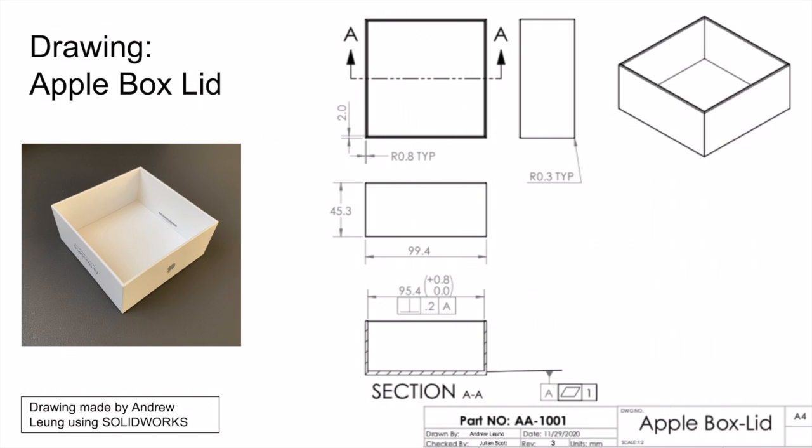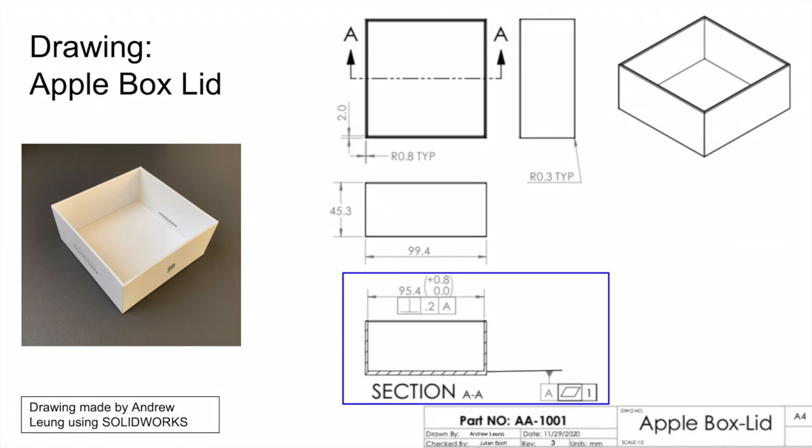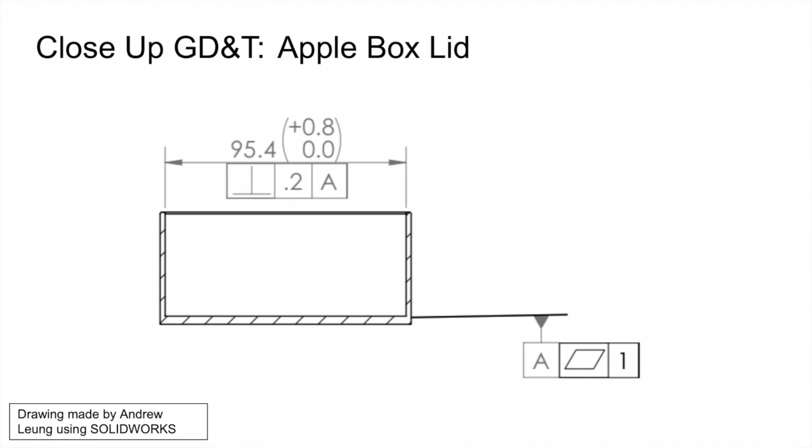Shown is the drawing of our Apple box's top lid. Similar to the base, our GD&T is defined through the side of the box, since this is the main mating surface of the GD&T for the lid of the Apple box. It is very similar to the Apple box base with some major differences.